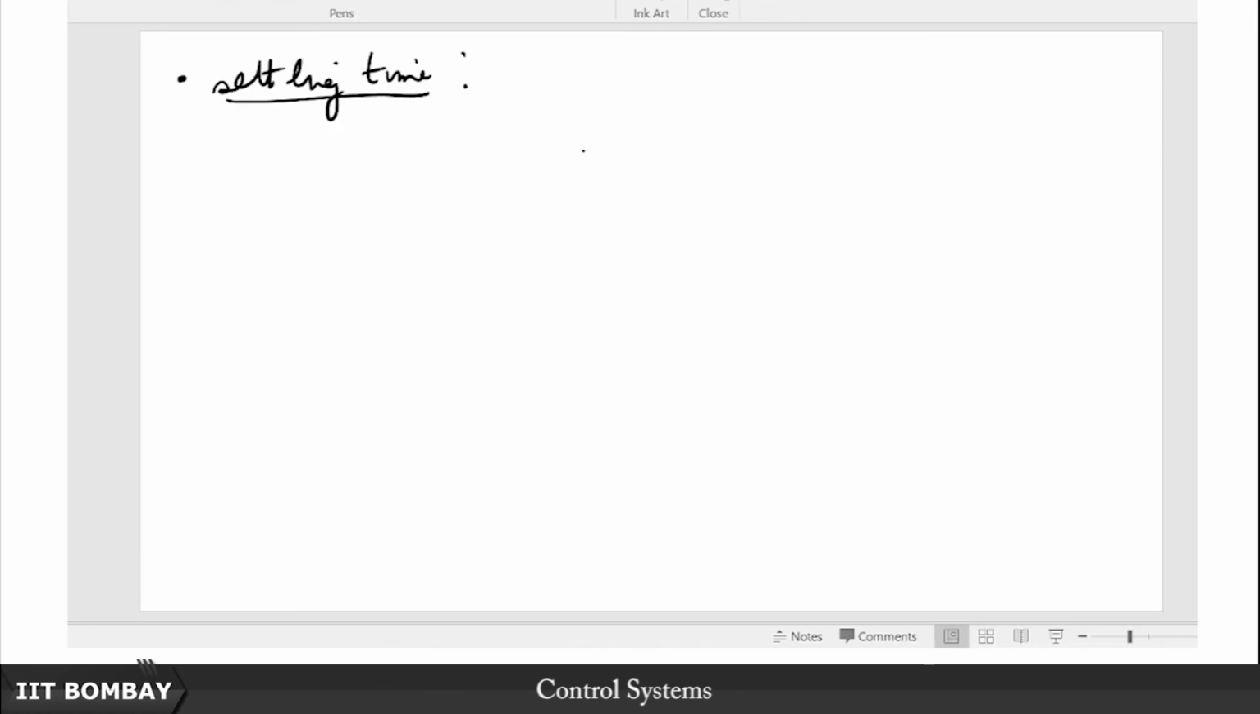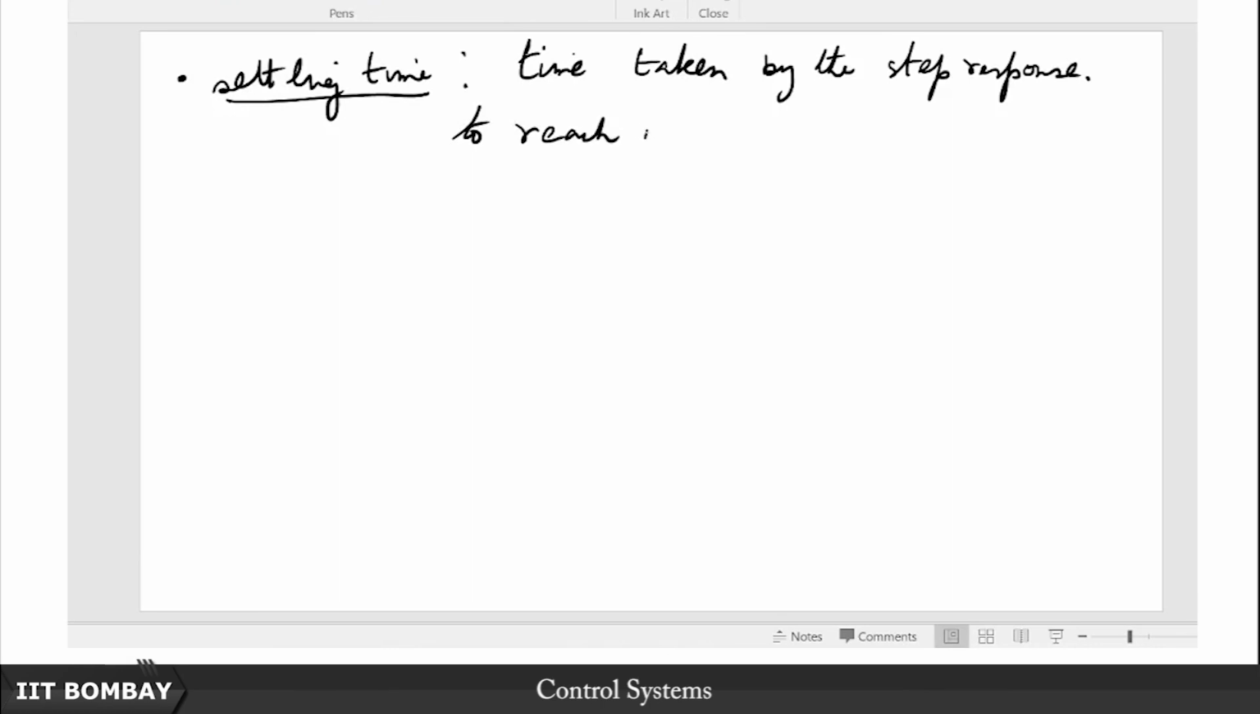So here we have settling time. How does the settling time play out, or how do we define this? This is nothing but the time taken by the step, actually it could be for any other signal also, you have to then redefine, you have to obtain your Laplace transform or inverse Laplace transform according to the input that you have defined. So for the step response here is what we are concerned with. We will say that the time taken by the step response to reach within 2% of the steady state value.